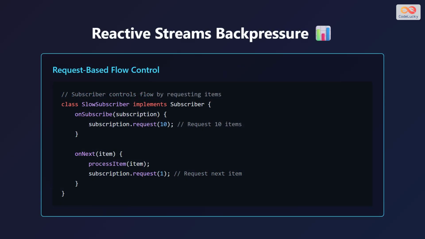In modern reactive programming, backpressure is implemented through a request-based flow control model. A subscriber controls the flow by explicitly requesting a specific number of items. For example, it might request 10 items initially. As it processes each item, it requests the next one. This gives the subscriber complete control over consumption rate. The publisher never sends more data than requested, creating natural flow control without requiring complex buffering logic.